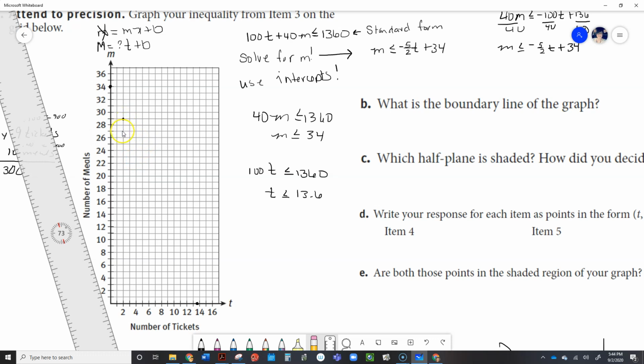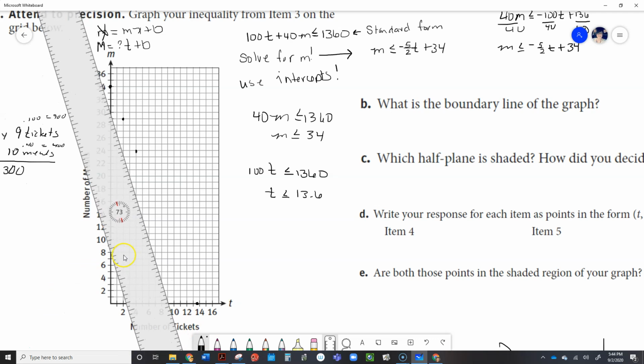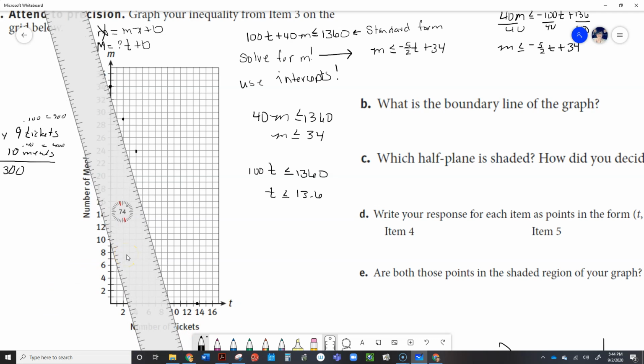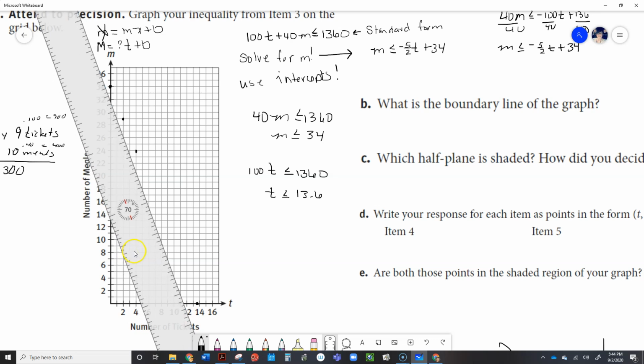So let me try again. 1, 2, 3, 4, 5 over 2. So that's where my dot should be, right there. 1, 2, 3, 4, 5 over 2. Now all of these should line up. I need to move it over here.